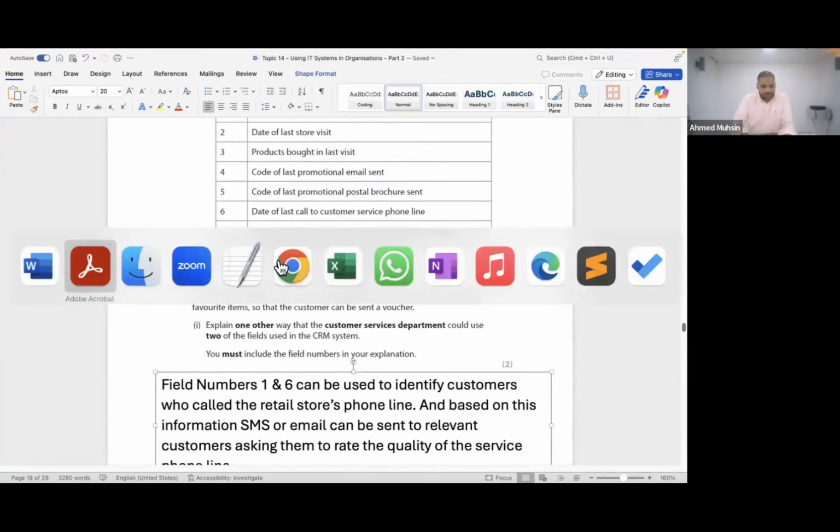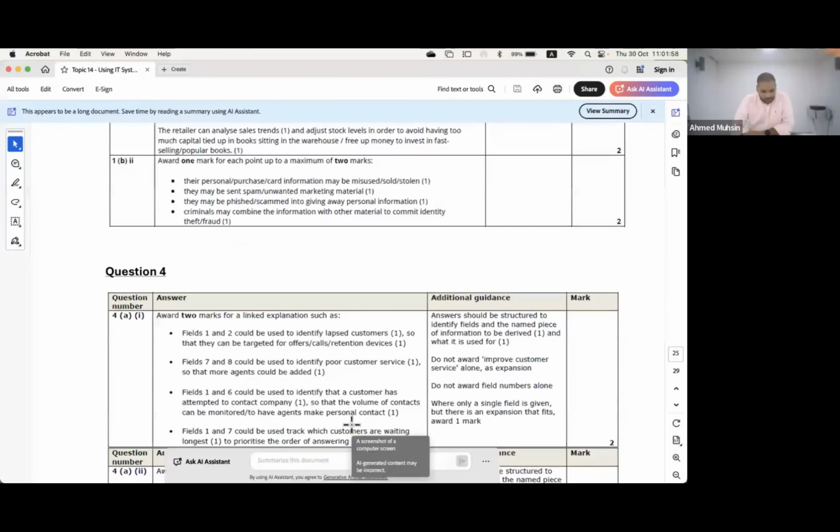What does the marking scheme say? You can use it to do what? So that the volume of contacts can be monitored to have agents make personal contact. We said something very similar. What did we say? You can use 1 and 6 to ask customers now to rate the service of the hotline. Okay, we spoke about something slightly different.